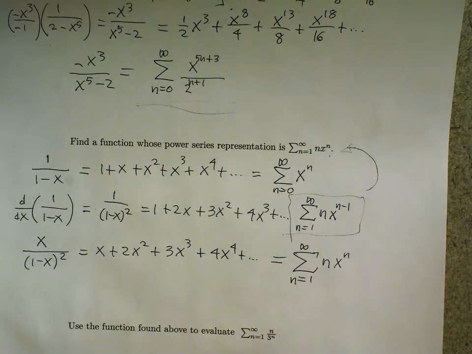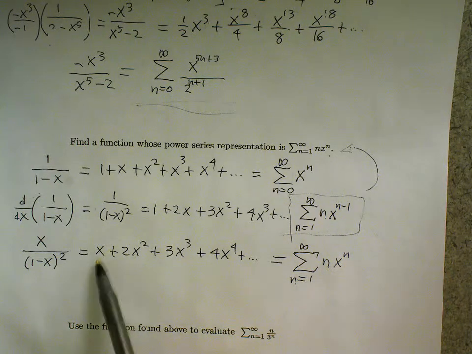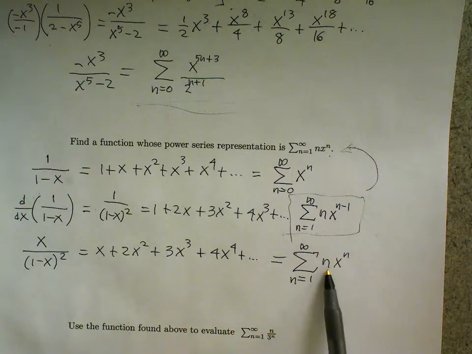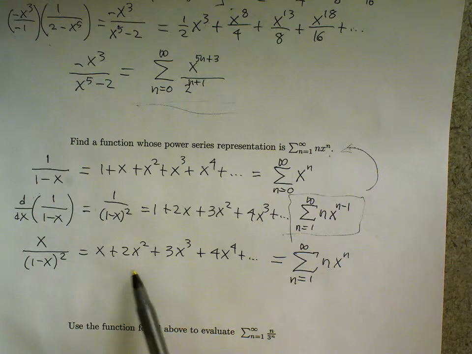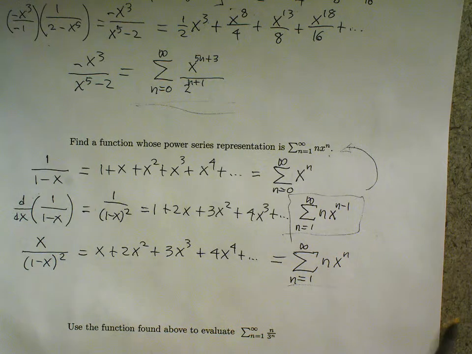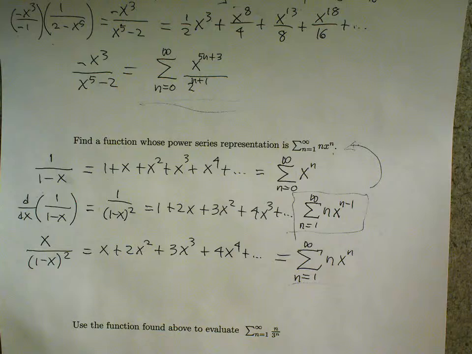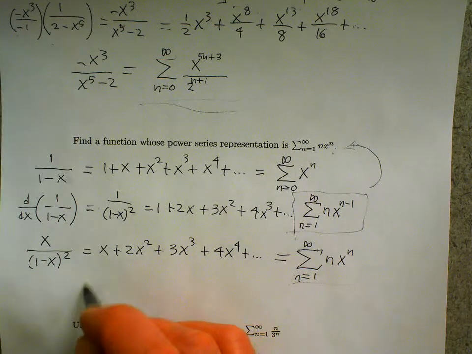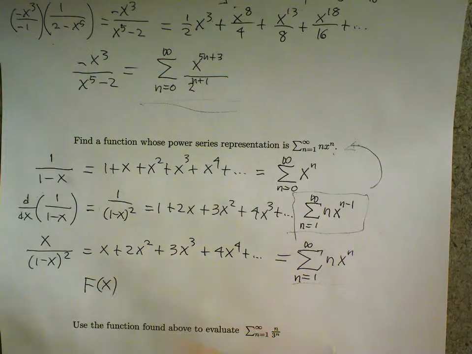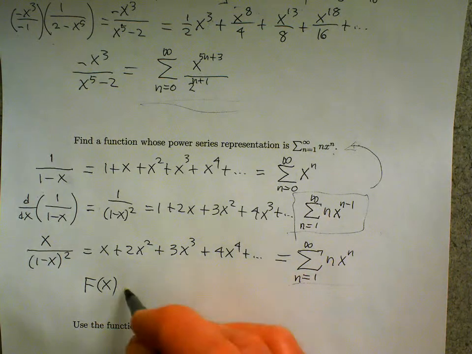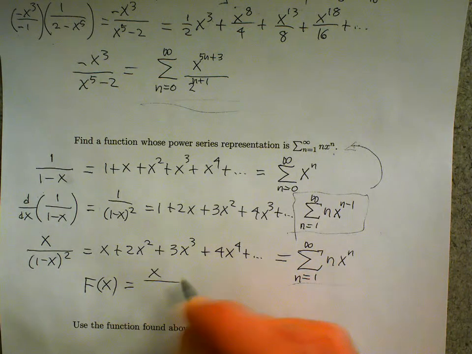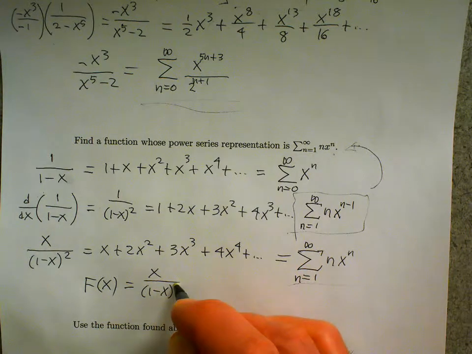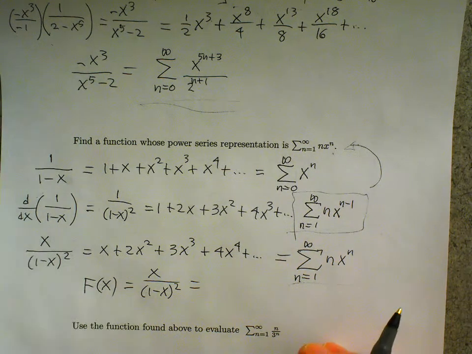So it's pretty obvious, but let's go ahead and check. When n is 1, the first term is 1 times x to the first, or x. When n is 2, we have 2 times x to the second, which matches that. And yeah, so this is the right formula. So let's give this function a name. Let's call it capital F of x. So capital F of x equals x over 1 minus x quantity squared equals this power series.